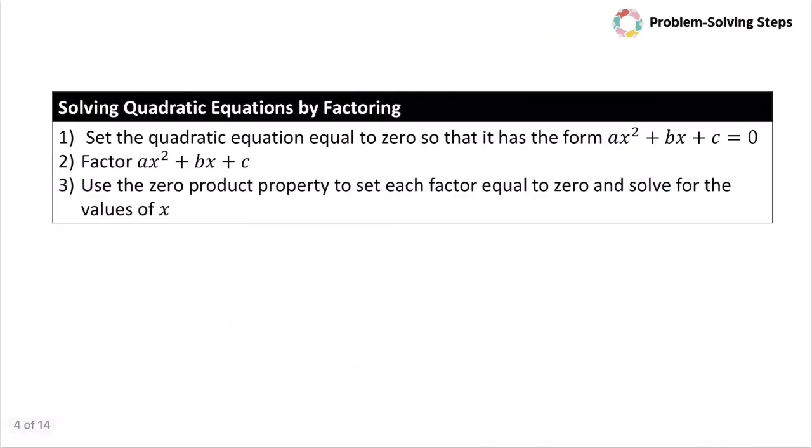So to solve quadratic equations by factoring, we're going to start off by setting the quadratic equation equal to 0 so that it has the form ax squared plus bx plus c equals 0. And then we're going to factor ax squared plus bx plus c and use the zero product property to set each factor equal to 0 and solve for the values of x.